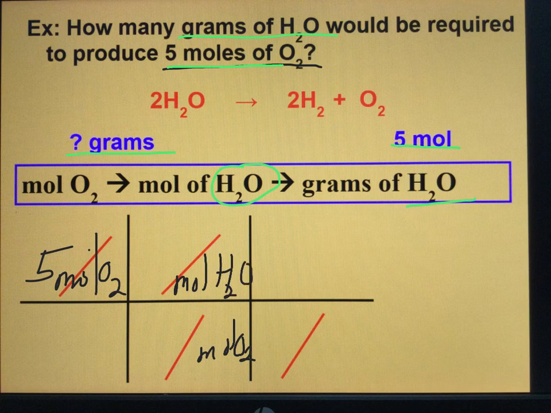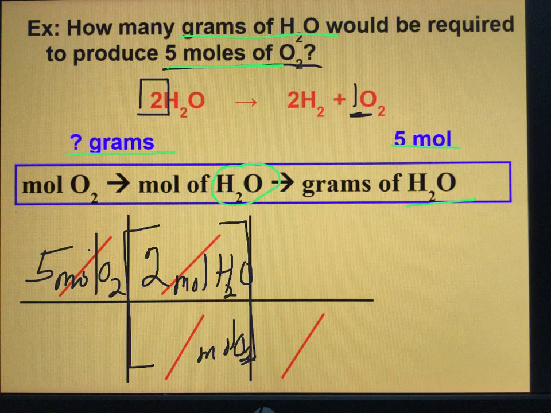Now, a little reminder that anytime you have mole to mole, this is coming from your coefficients. So your coefficient of water is 2. That goes here. And your coefficient of oxygen gas, there's not a coefficient there. So remember, if you didn't have to put a coefficient, it's always a 1 when you have a balanced equation. So you're going to have 1 mole of O2. This will allow you to cancel out that O2.